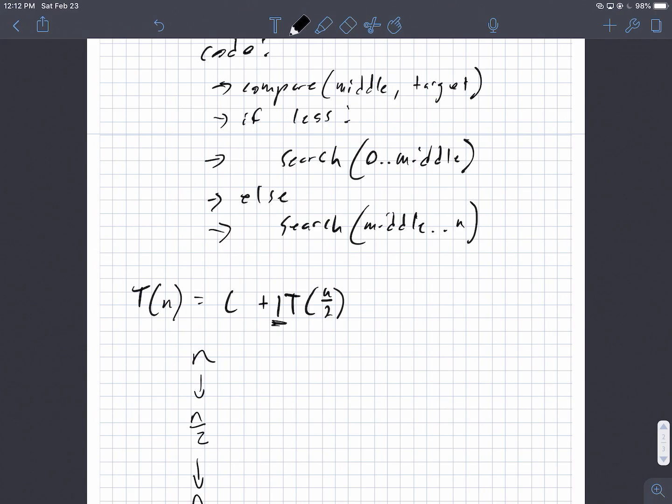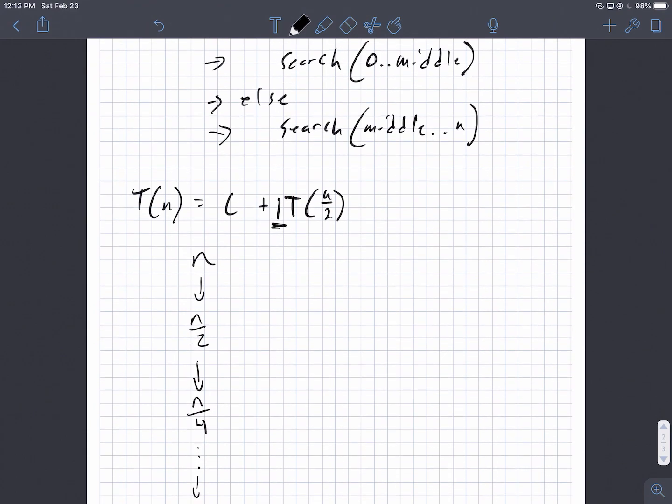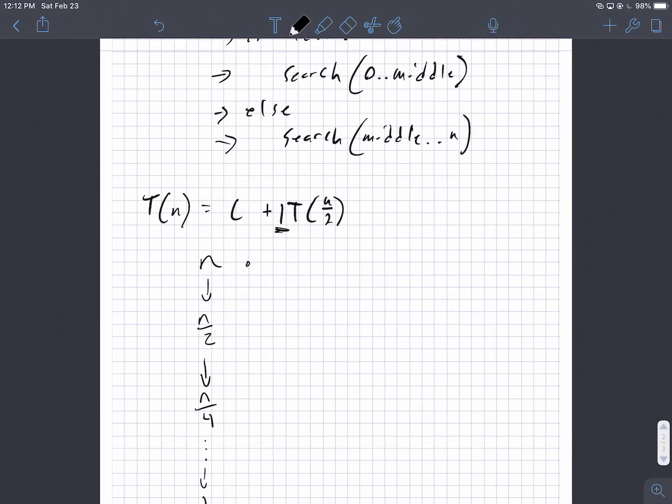Because we're just seeing if middle is less than or equal to target. And if middle is less than target, we search in the first branch. And if middle is greater than target, we search in the second branch. So that's very good. We're doing constant work per level. So we'll just do times C. Now, this is different than if we think about merge sort, where we're doing more than constant work per level. So just keep that in mind.